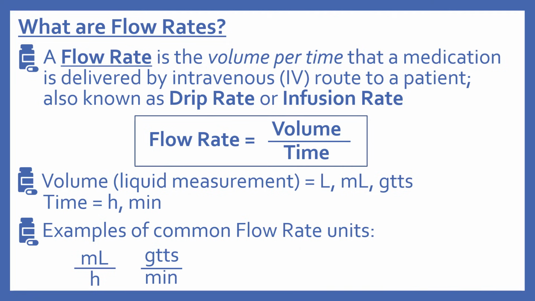So we'll begin with what are flow rates. A flow rate is the volume per time that a medication is delivered by intravenous or IV route to a patient. It's also known as a drip rate or infusion rate. So you can see flow rate equals volume per time. Volume is for liquid measurements. It can be liters, milliliters, or drops. Time is a time measurement such as hours or minutes. And just to show you some examples of common flow rate units, there could be milliliters per hour or drops per minute. And there you see it's volume per time.